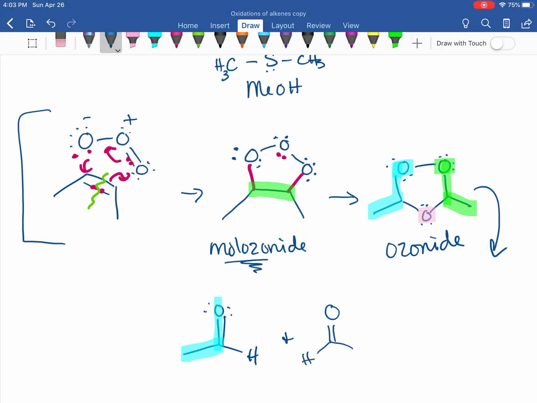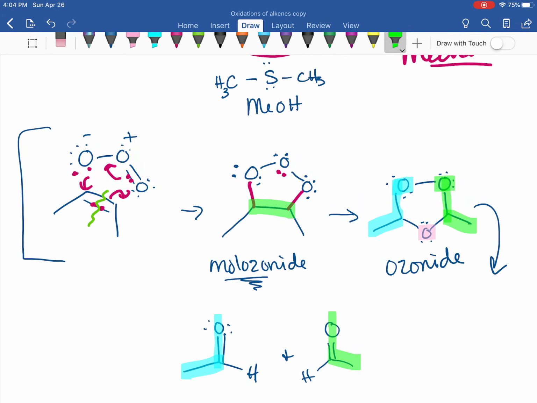So this whole ozonide rearranges again, and this is that blue part. And then with our green over here, that's the second half. So if you have symmetry like we do in this one, you actually just made two equivalents of the same compound, but they're now separate. You literally sliced your compound in half.